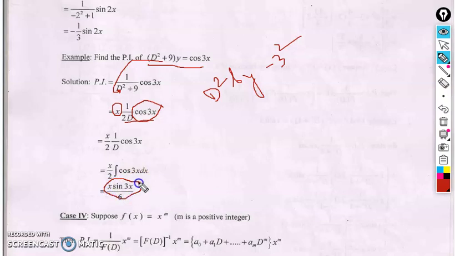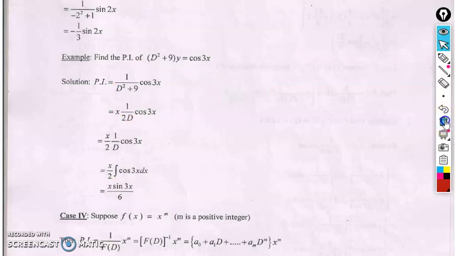That's all for these two cases, and in the next class we will learn another few shortcut methods to find the PI of a given differential equation. Wait for the next lecture.